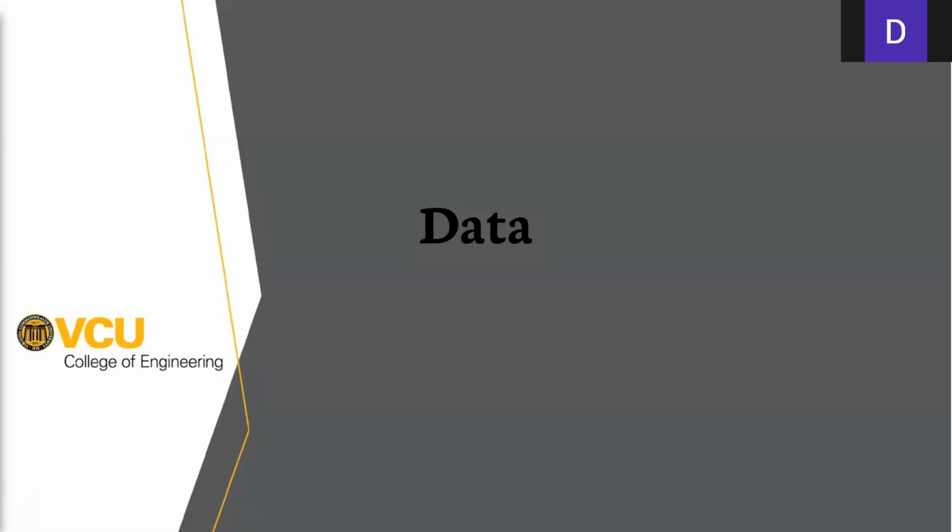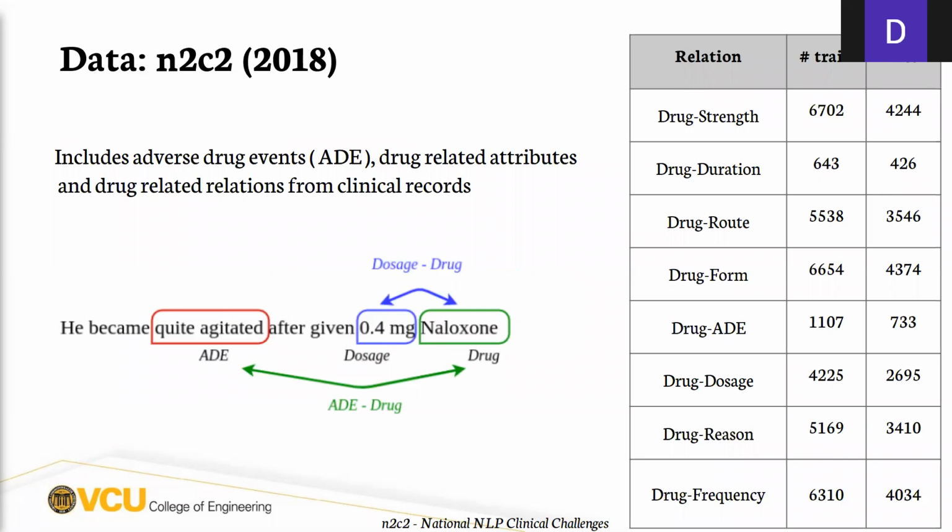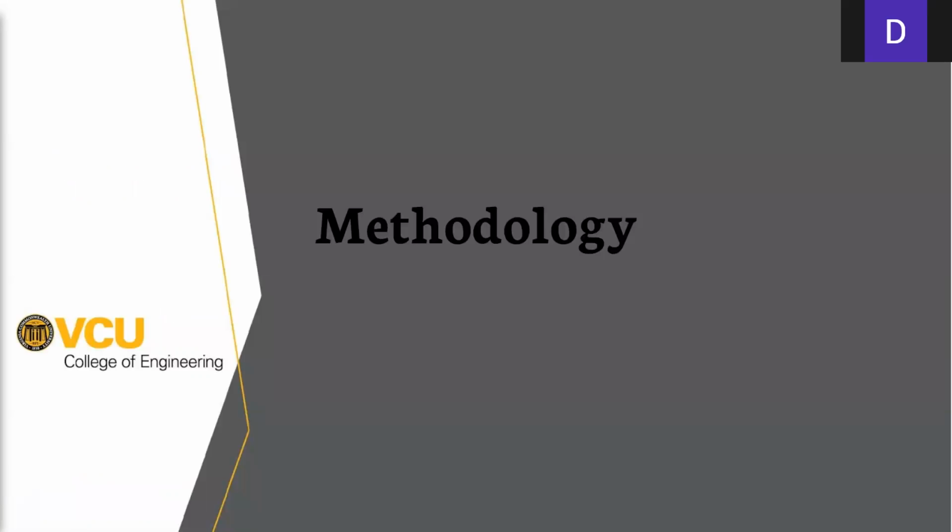Next, we'll take a look at the dataset. In this work, we evaluate our approaches on the National NLP Clinical Challenges N2C2 2018 ADE dataset. This dataset contains ADE mentions, drug-related attributes, and drug-related relations from patient discharge summaries. The right side of the table shows the relation types and the statistics of the N2C2 dataset, and the left side shows an example of a sentence that includes an ADE entity, a drug, and an attribute of the drug. Next, let's move into the methodology.